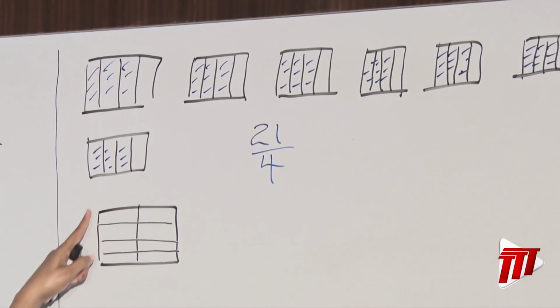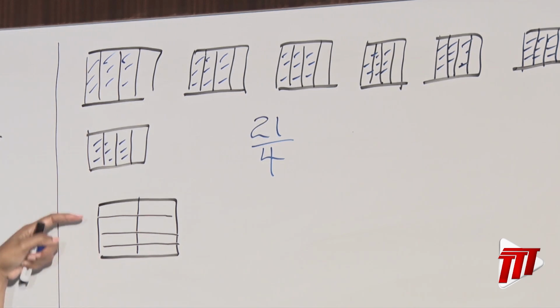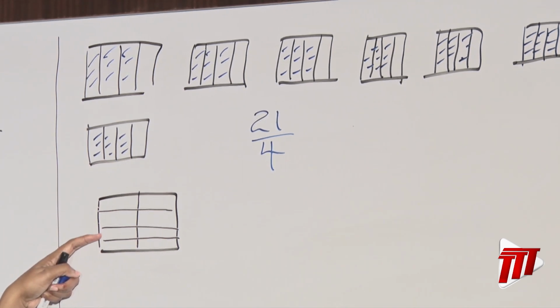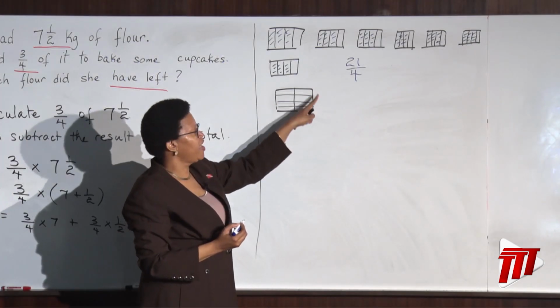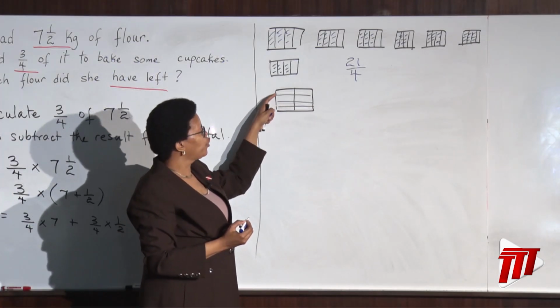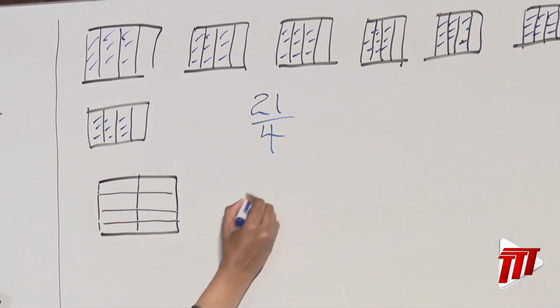We need to find 3/4 of a half. This here is our half. We need 3 out of the 4 parts. 1, 2, 3. In relation to our whole, it is in fact 3 out of 8 parts. 3/4 of a half is the same as 3/8.